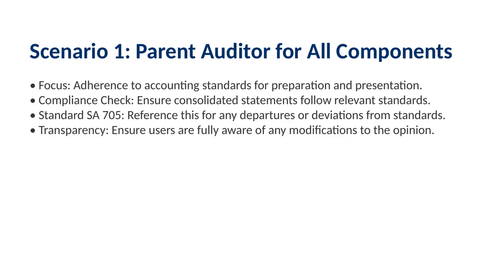Now, if you find any departure or deviation from these standards, you can't just ignore it. You must refer to SA 705, which deals with modifications to the opinion to ensure that the users of these financial statements are fully aware of the deviation.